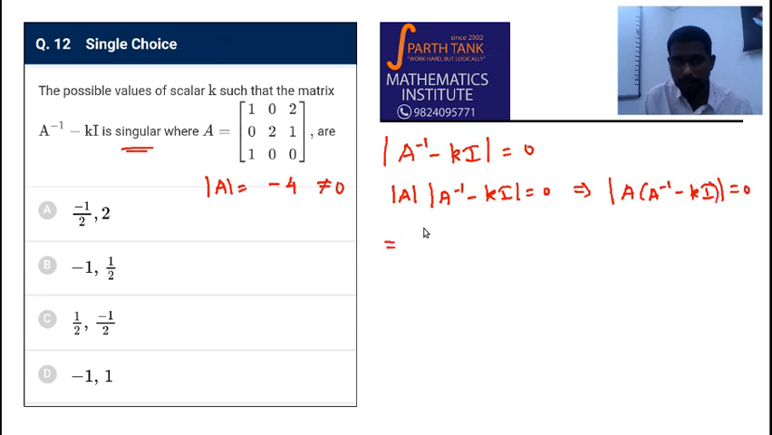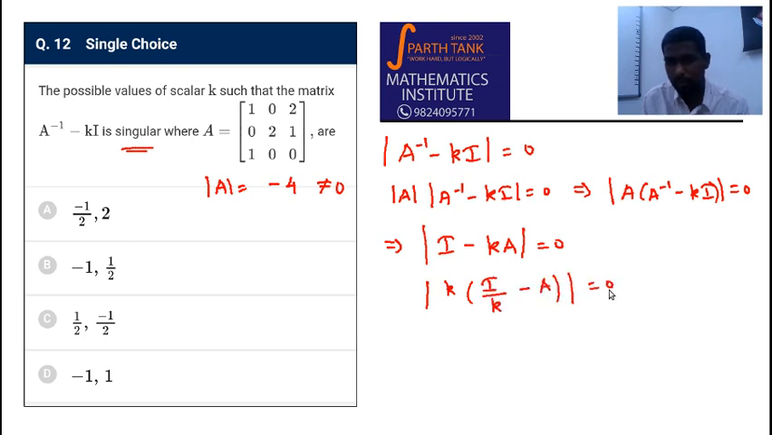So this becomes I minus kA, right? A inverse is I, A into k into I is kA, which is 0. Now of course k into k multiplied by A would still have too many non-zero elements, so I do one small modification, take k common out of the whole thing. So if I take k common, it becomes k times (I by k minus A) is 0. The determinant of k times (I by k minus A) is 0.